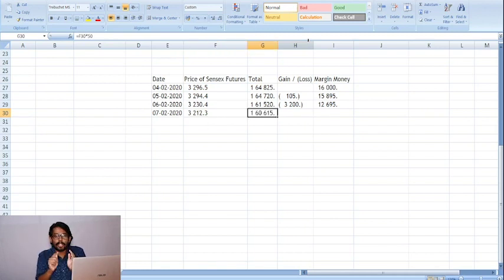So on 7th February, Sensex again crashes to 3212. Your futures value, you have one futures unit which consists of 50 units, becomes 1,60,000. You again have a loss of 905 and your margin money comes to 11,790, which is below your maintenance margin. Guys, this is the concept of daily netting.